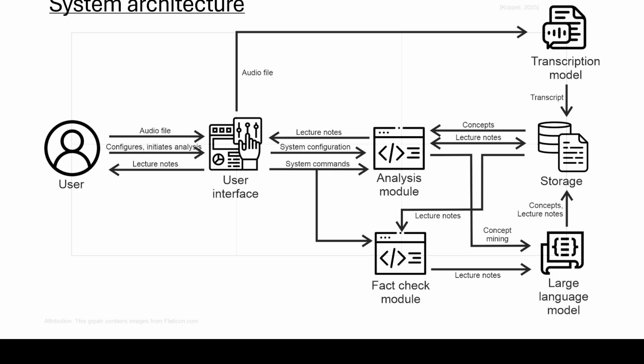Secondly, the transcription process itself is when the audio file is sent to the transcription module, which converts the spoken lecture into a text transcript. This transcript is stored in the storage module for further processing. Thirdly, there is an analysis module. The transcript and lecture notes flow into the analysis module, which processes the text to extract key concepts. This module also facilitates system configuration and sends system commands for managing the workflow.